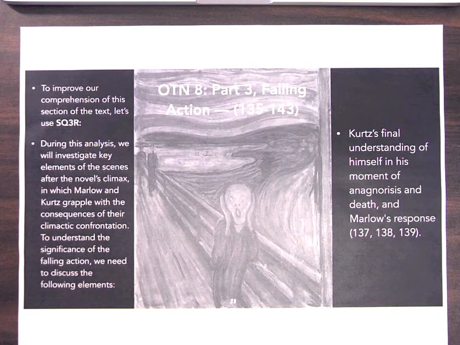But in the final scene, in the climax that we studied earlier, prior to OTN 8 and in the end of OTN 7, Marlowe begins to recognize, or sees very clearly, like a flash of lightning, that Kurtz is not either one of those men, but rather both of those men simultaneously.